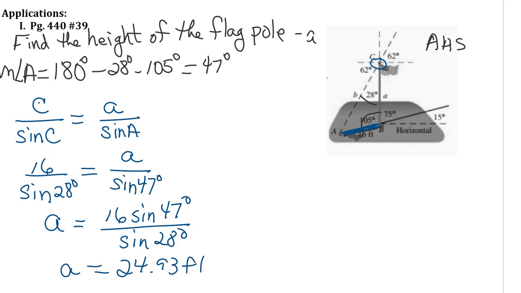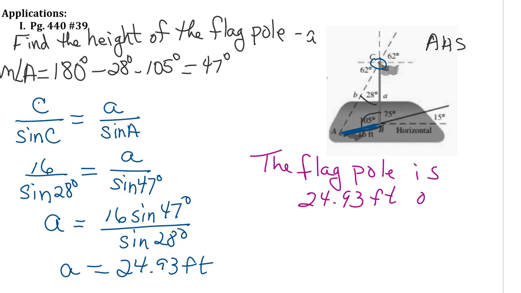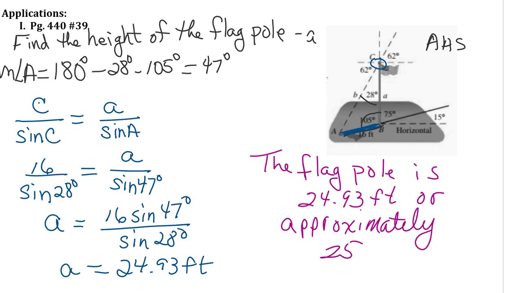24.93 feet. So we can say that the flagpole is 24.93 feet, or approximately 25 feet tall. Much easier than using right triangles. There's a lot less work involved now.